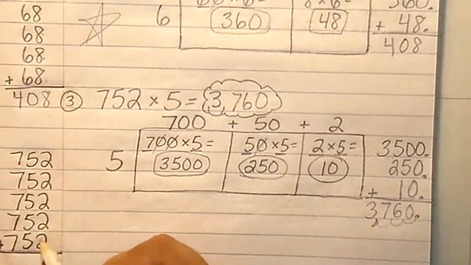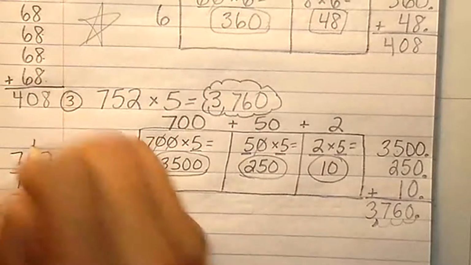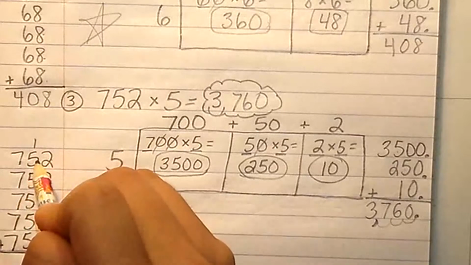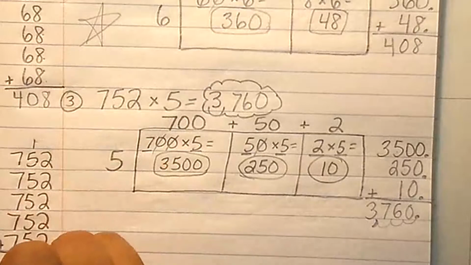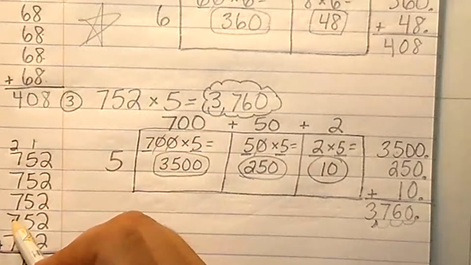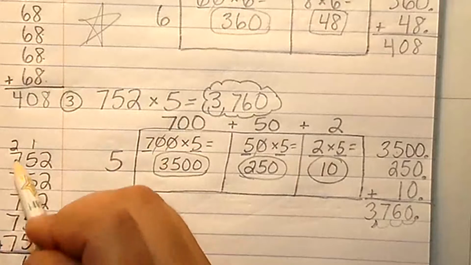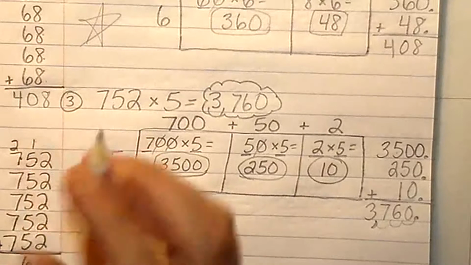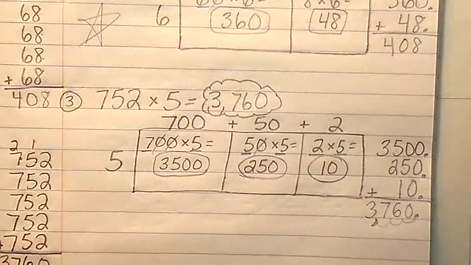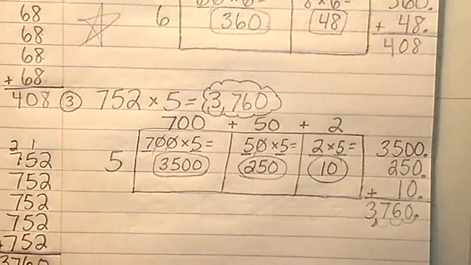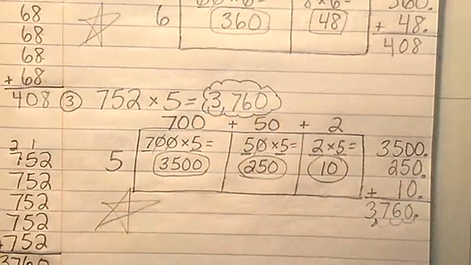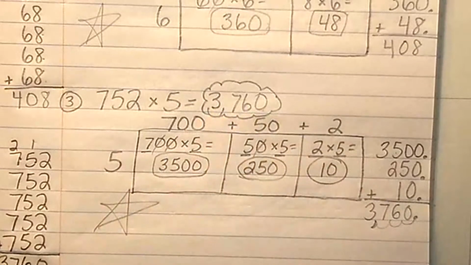2, 4, 6, 8, 10. 0 goes down. I carry my 1. 5, 10, 15, 20, 25, 26. 6 goes down. I carry my 2. 7, 14, 21, 28, 35, 36, 37. Here's my decimal point at the end. 1, 2, 3, put a comma. 3,760 matches 3,760, and we know that we're right. This is how area model works.